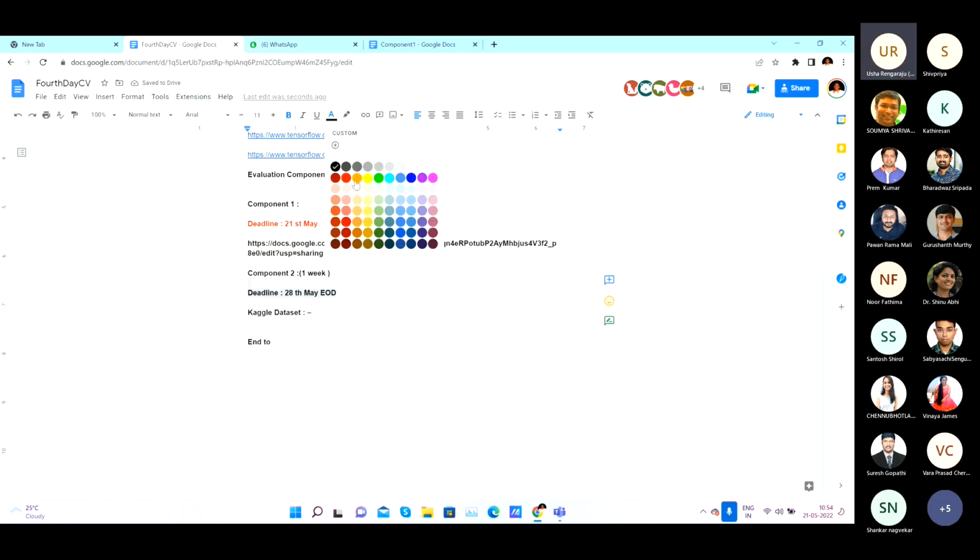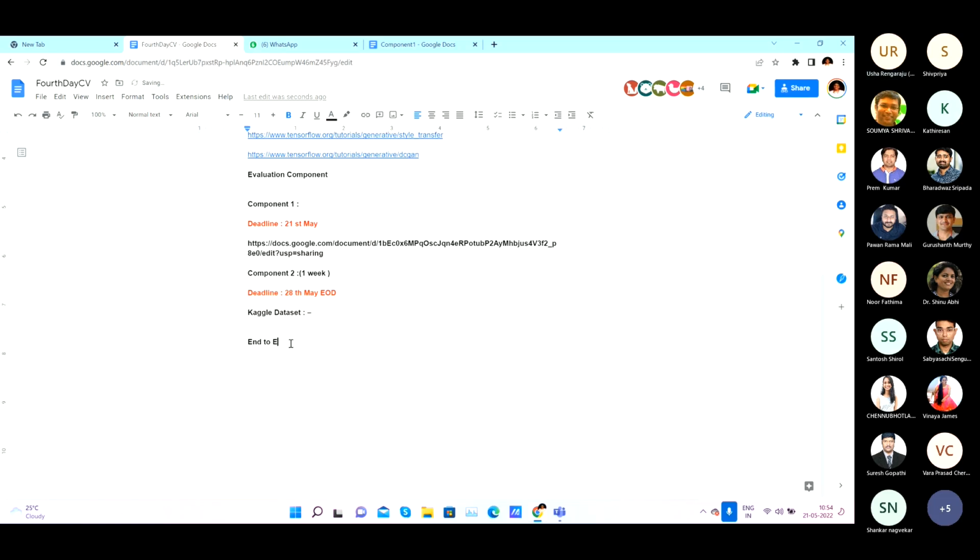Okay. So, one week's time. End-to-end pipeline, the notebook, with the participant explaining the entire workflow. Actually, only if you understand it, you'll be able to explain it.